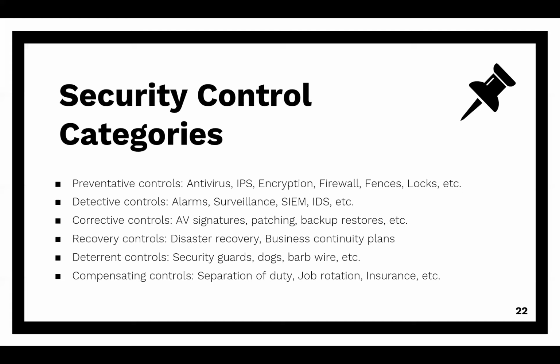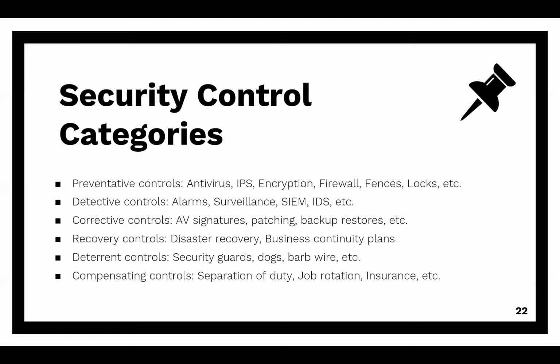Detective controls help with detecting a risk or an incident as it happens. Examples are alarm, surveillance cameras, SIEM solutions, IDS, and so on. Corrective controls are used to respond to a discovered risk or an incident and mitigate that. Examples are antivirus signatures, patching, backup restores, and so on.